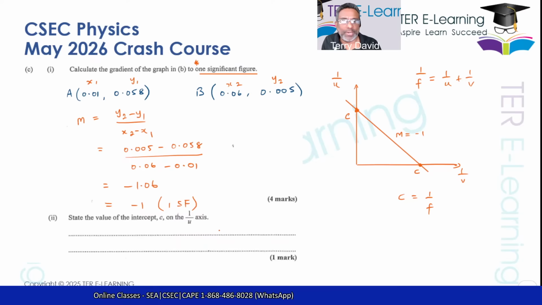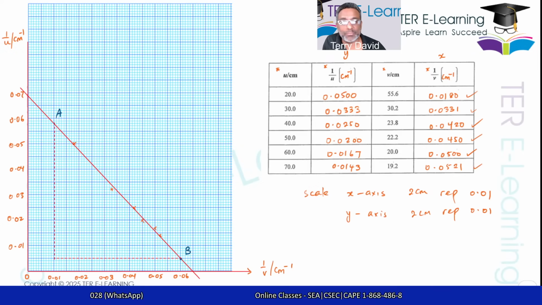The next thing they want is the value on the 1 over u axis. First of all, this is not the first time CXC has brought this question. In one of the questions, they asked you for the intercept on the x-axis and the y-axis. Based on theory, those two numbers are supposed to be the same, but if you do the experiment, they might be slightly off. If they are slightly off, what CXC asked was to find the average: add up the two numbers and divide by 2.